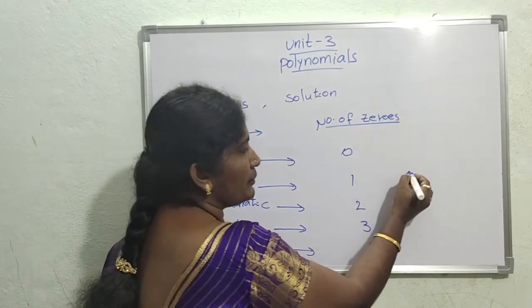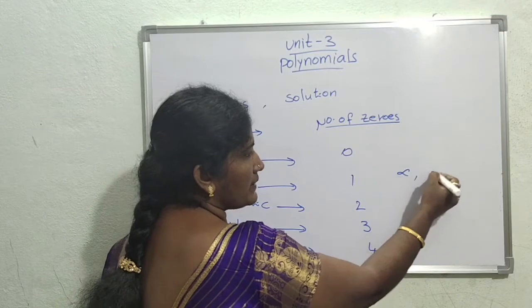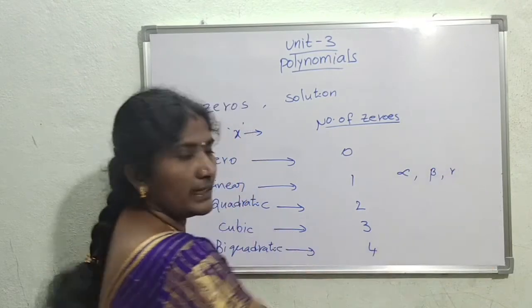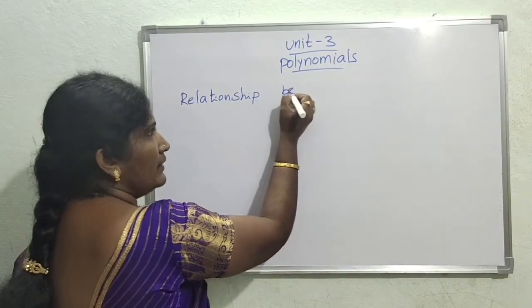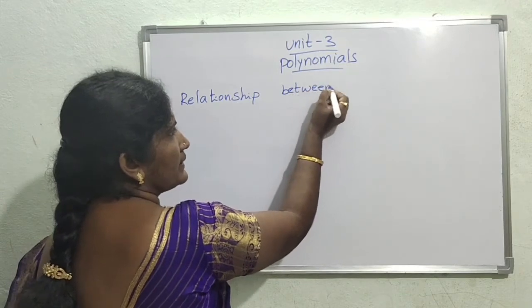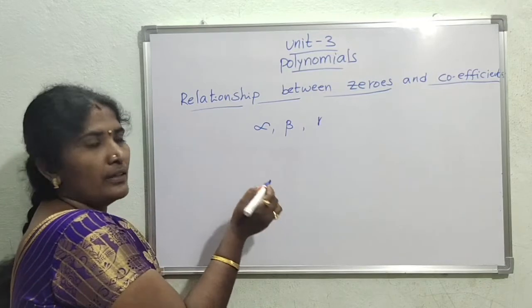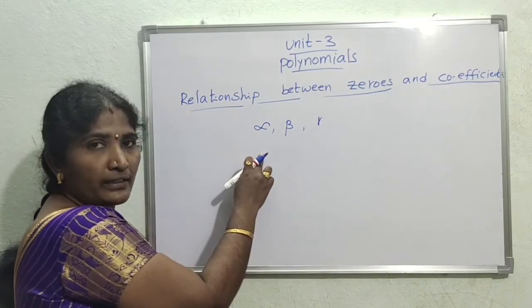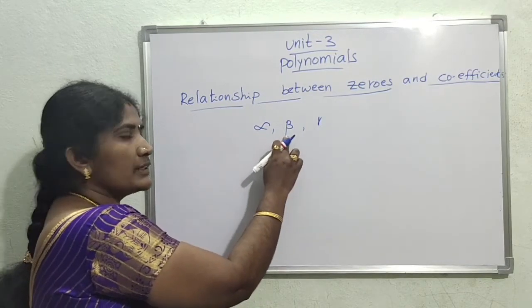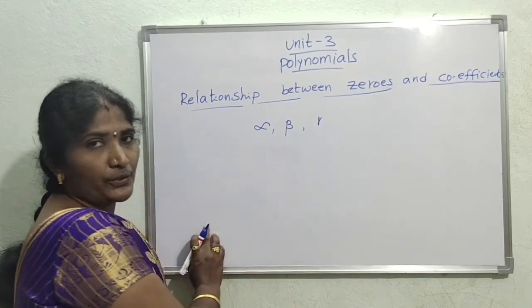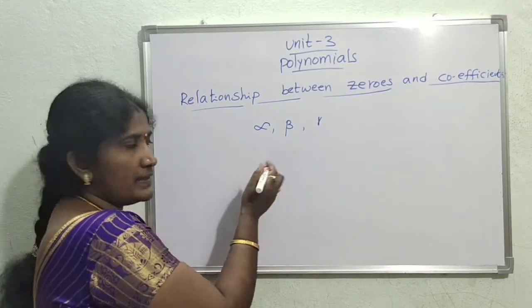Here in this chapter we can take zeros as alpha, beta and gamma. Now, the relationship between zeros and coefficients. Here zeros are taken as alpha, beta, gamma. For a linear equation only 1 zero, for quadratic 2 zeros, for cubic 3 zeros. So alpha, beta, gamma are the zeros.